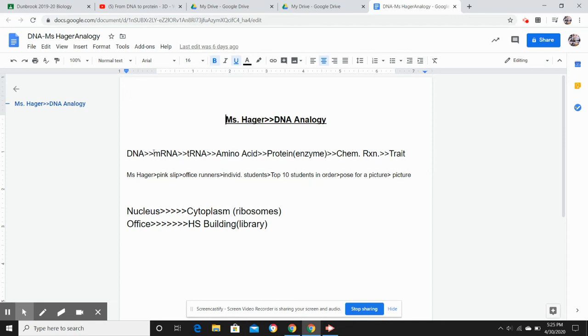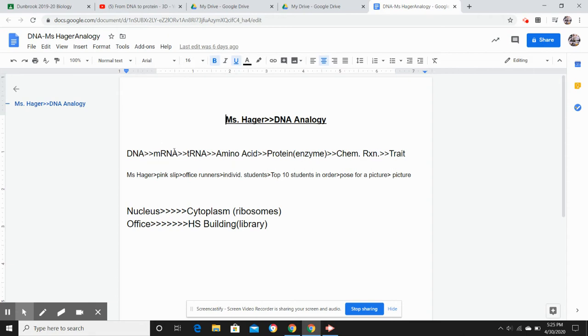If you look at this analogy, again, it was 1-to-1. DNA was like Miss Hager. She's the boss. She stays in the office. She's the master plan. You got to protect the master plan. You don't want to damage that, or then you have no plan. So that's why we like to make copies instead of using the master plan, which is why we make pink slips. So the DNA gets copied to messenger RNA.